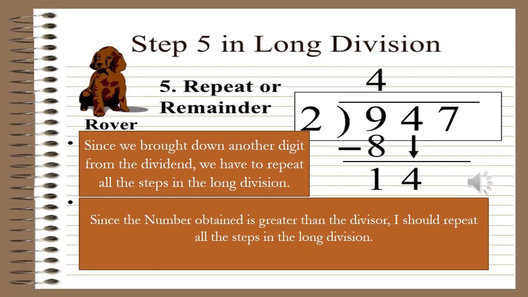Since we brought down another digit from the dividend, we have to repeat all the steps in the long division. There's another way to know if I have to repeat or to write the remainder. If the number obtained is greater than the divisor, I should repeat all the steps in the long division.